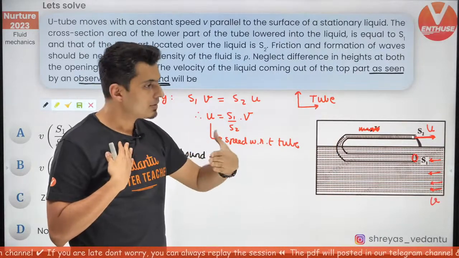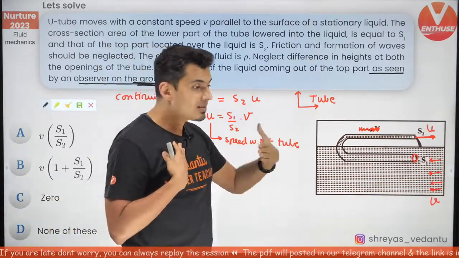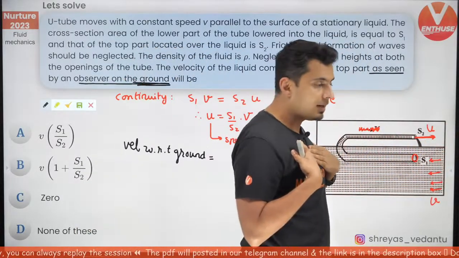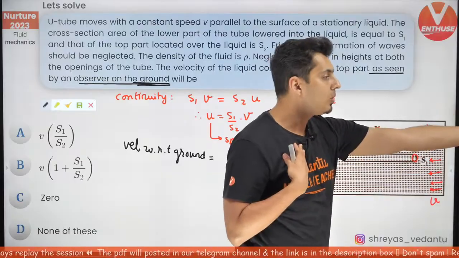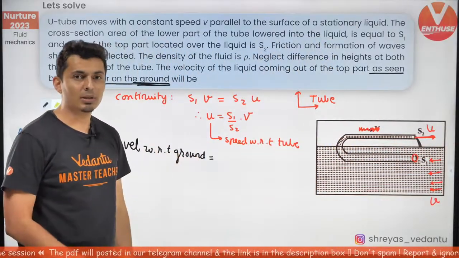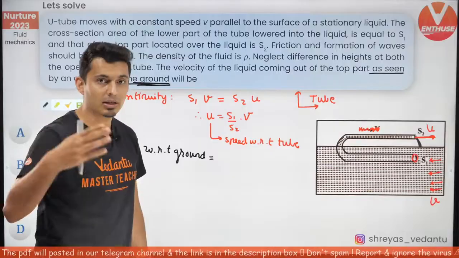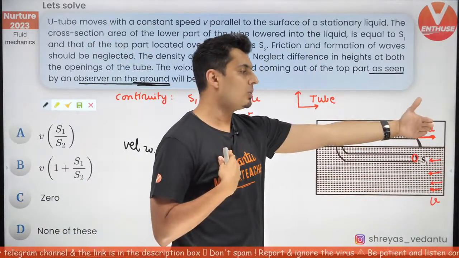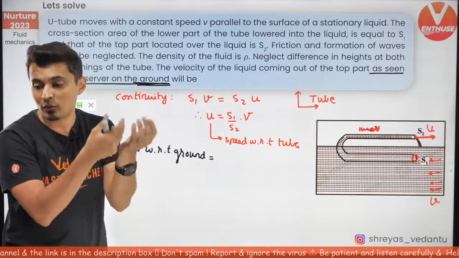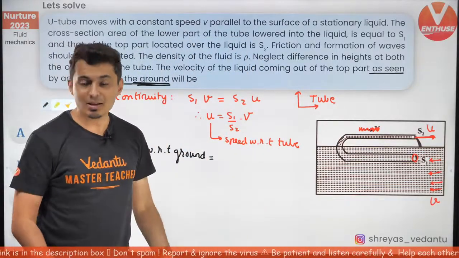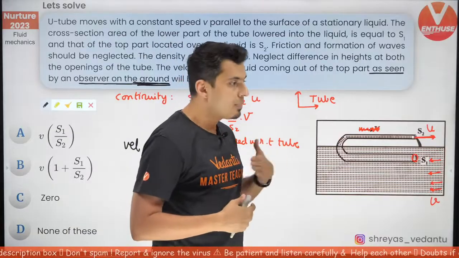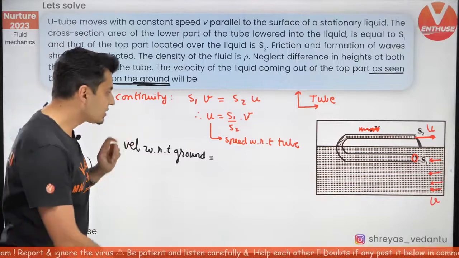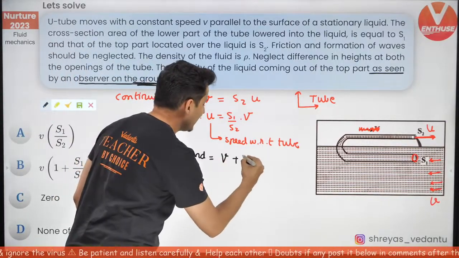Think, with respect to the tube, let's say I am the tube, it's going with u. But the tube itself is going with v. So what is the speed with respect to the ground? Or you are the observer on the ground. Think, the tube moved with v. With respect to the tube, it moved with u. So how much did it exactly move? It moved v plus u. Is it not correct? Understood, my warriors? So hence it will be v plus u.